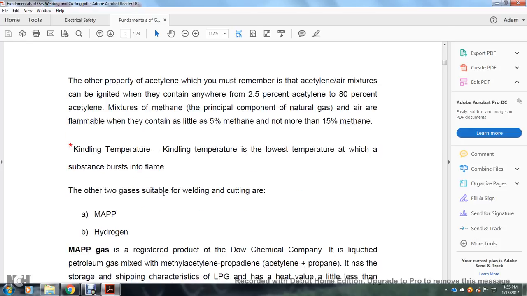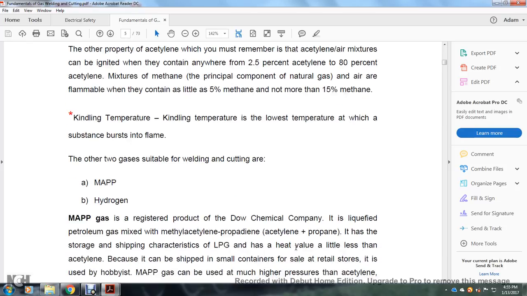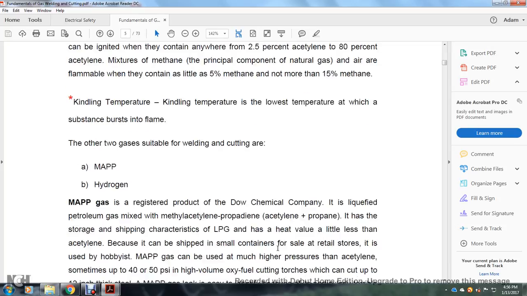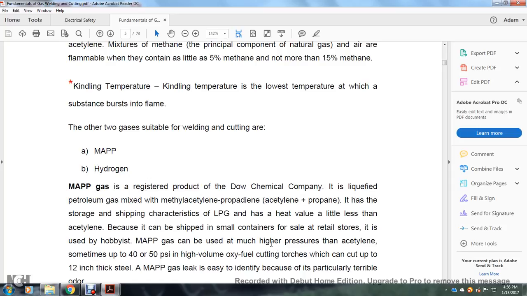The other two gases suitable for welding and cutting are MAP and hydrogen. MAP is a registered product of the Dow Chemical Company. It is a liquefied petroleum gas mixed with methylacetylene, propadiene, and propane. It has the storage and shipping characteristics of liquid petroleum gas and has a heat value less than acetylene. It's shipped in small containers for retail sale, used by hobbyists.